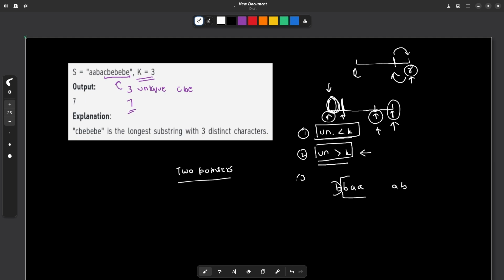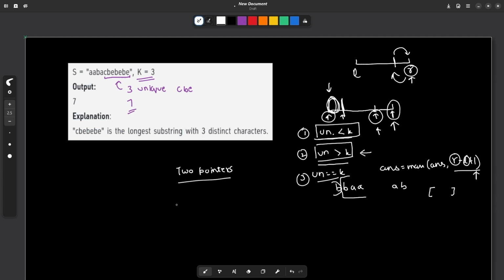Now, if at any time my number of unique characters is equal to k, I can take my answer as maximum of answer comma r minus l plus 1. This will be the size of the substring, where r is denoting the right pointer, which is also included, and l is denoting the left pointer, which is also included. Since both ends are included, it is a closed range.